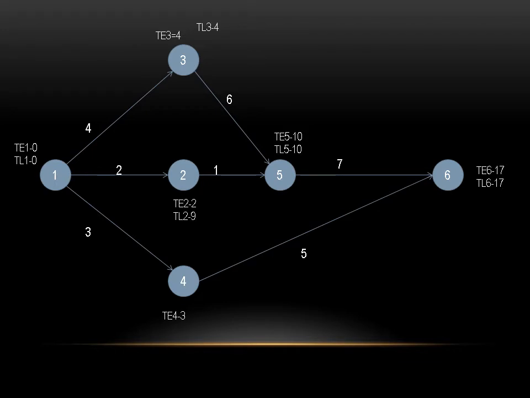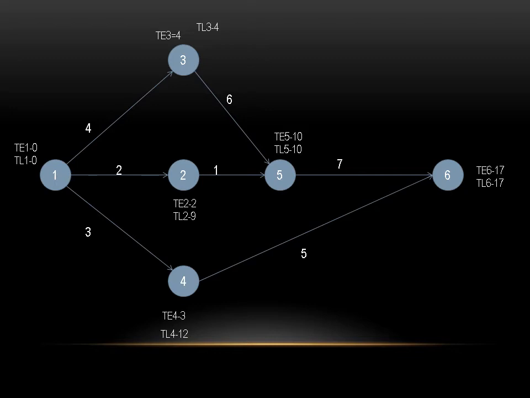Then in 2, why is it 9? See, in 5 it was 10. In 2, 10 minus 1, it is 9. In 4, 17 minus 5, only one arrow is merging here. 17 minus 5, it is 12.